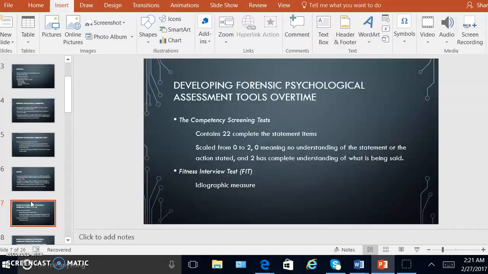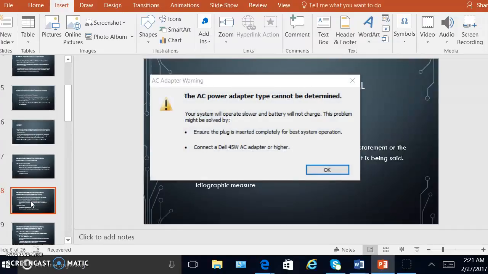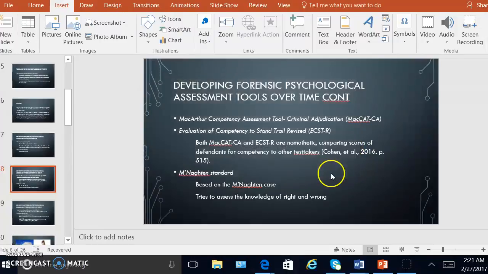Another assessment is the fitness interview test. This is an idiographic measure. Then you have the MacArthur Competency Assessment Tool. There's 2, but the one that we will be looking at is the criminal adjudication, and then the evaluation of competency to stand trial. This is a revised assessment. Both of these are used to compare scores of the defendants for competency against other test takers.